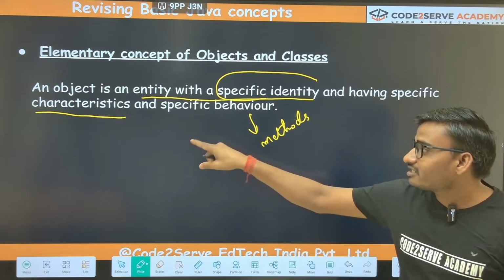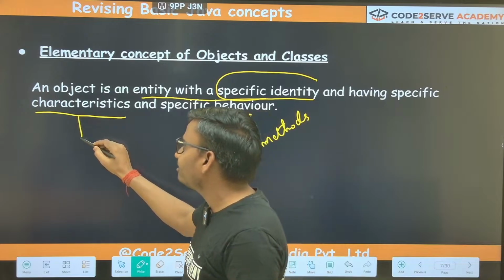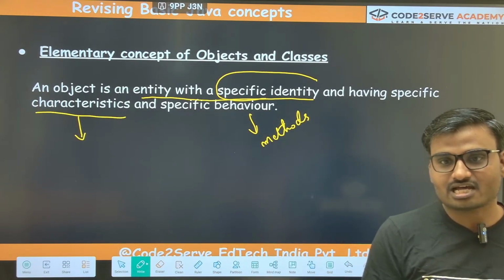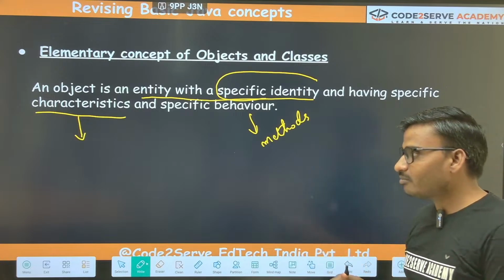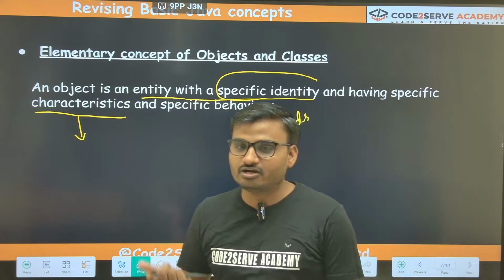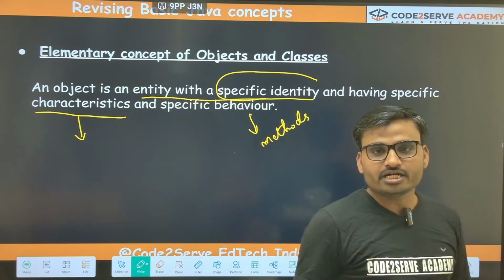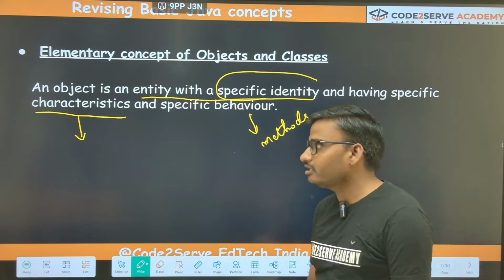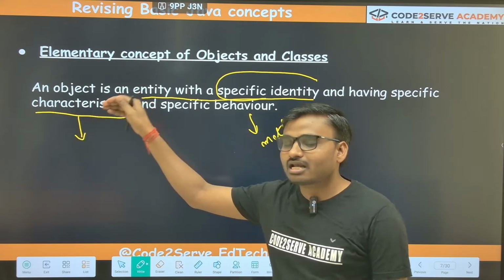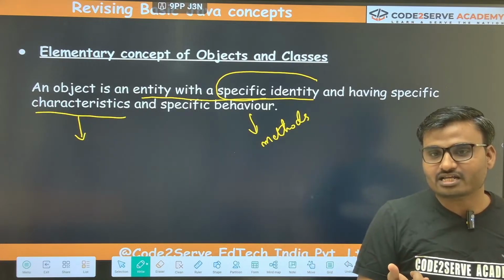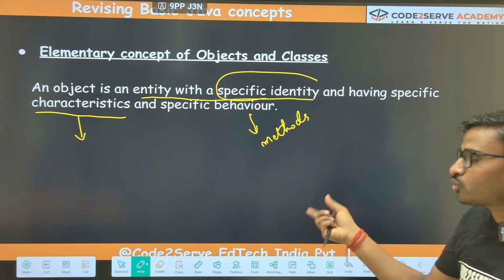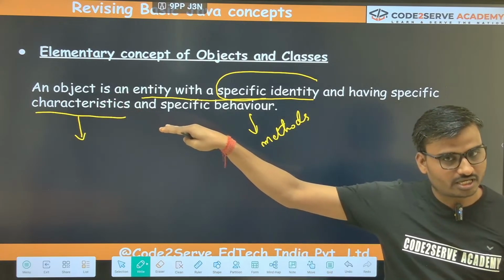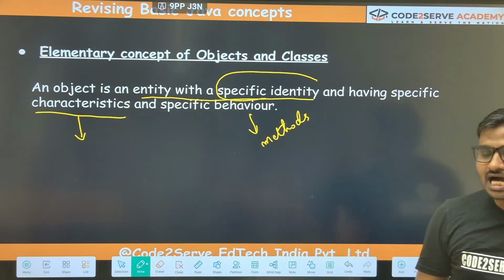Okay, and whenever I say characteristics, that means it is the data type that the class is having. Got it? It can be any data type, like integer, boolean, and other data types you have already learned in class 9. A class can have n number of data types of its own, and all those data types are collectively called the characteristics. Okay, got it? I will give an example.